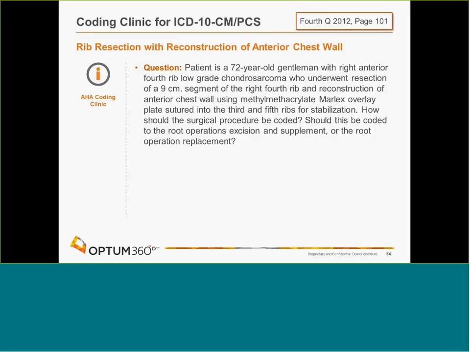All right, so here's an example of the type of communication that is going in to Coding Clinic with ICD-10. This patient was a 72-year-old gentleman with a right anterior fourth rib chondroma who underwent a resection of a 9-centimeter section of the right fourth rib and reconstruction of the chest wall with a methyl methacrylate Marlex overlay. So they won't know how to code this. And the answer is on the next page.